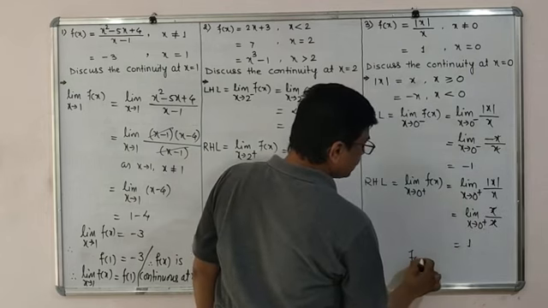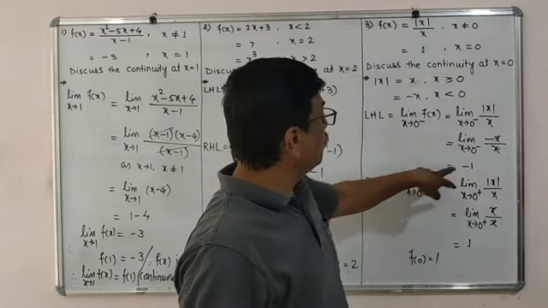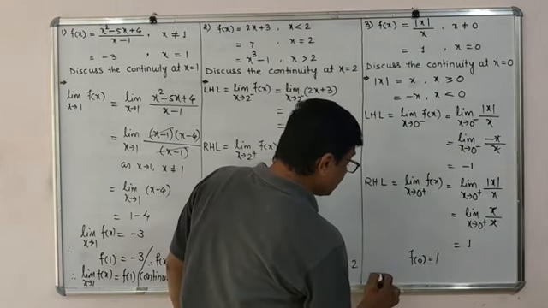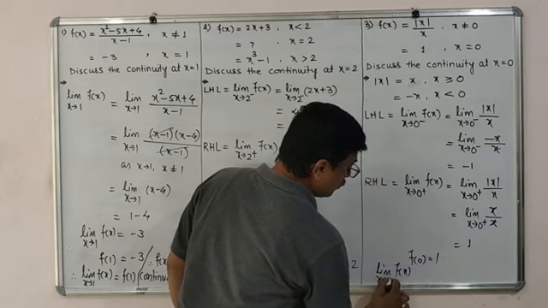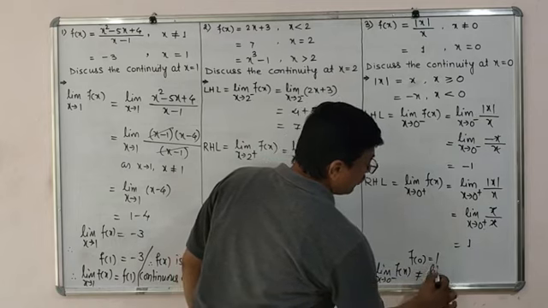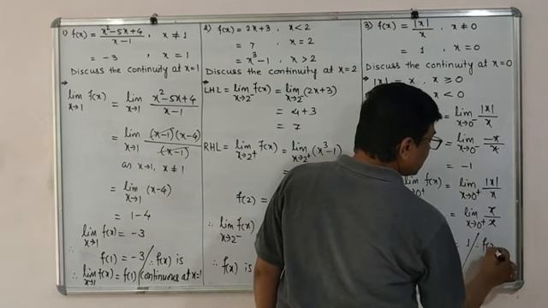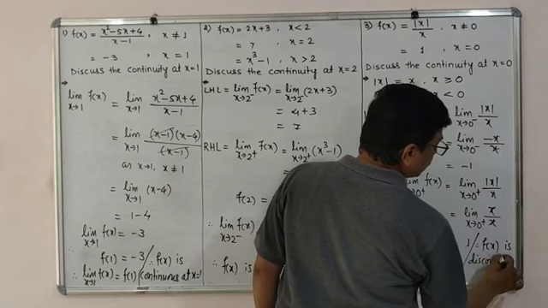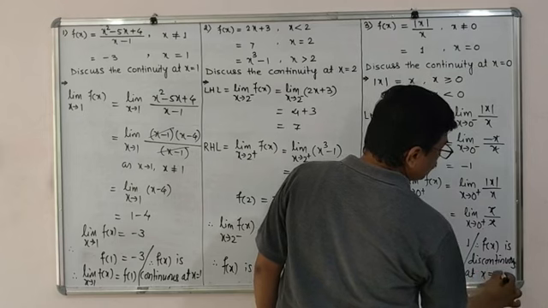And f of 0 is given as 1. But observe that LHL and RHL both are not equal. LHL is minus 1, RHL is plus 1, means limit of f of x as x tends to 0 minus is not equal to limit of f of x as x tends to 0 plus. Therefore, we can say that f of x is discontinuous at x is equal to 0.